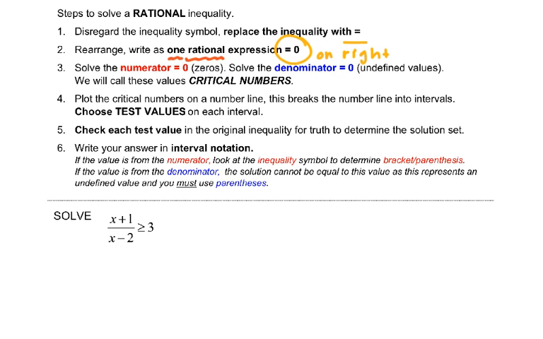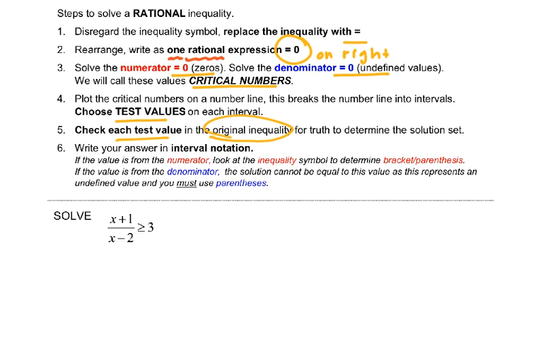So we'll still go about getting critical numbers the same way, but we do have to pay attention to the numerator being equal to 0, which gives us zeros, and the denominator equal to 0, which lets us know where we have undefined values, and specifically vertical asymptotes, because the graph often changes direction at those vertical asymptotes. So we'll again choose test values, and we'll check each test value in the original inequality to see if we get a true or a false statement. And we're going to write our answer in interval notation.